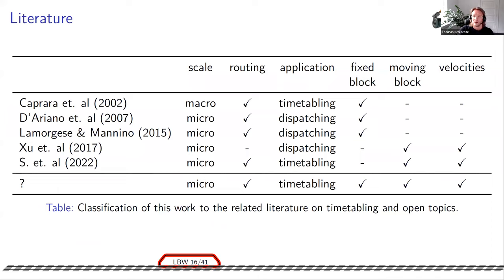Okay, here's a good slide where we classified our work relative to former work. The idea with the velocity expansion was already presented in Xu 2017, and it was a dispatching application, and there were no routing decisions to make. So they were a little bit easier with respect to the handling of the headway times, because each train knows where it will run. In our model, we also consider routing and also the possibility to let a train be canceled.